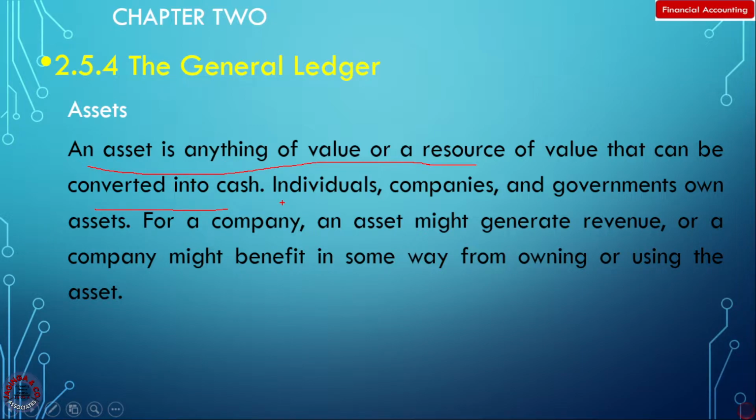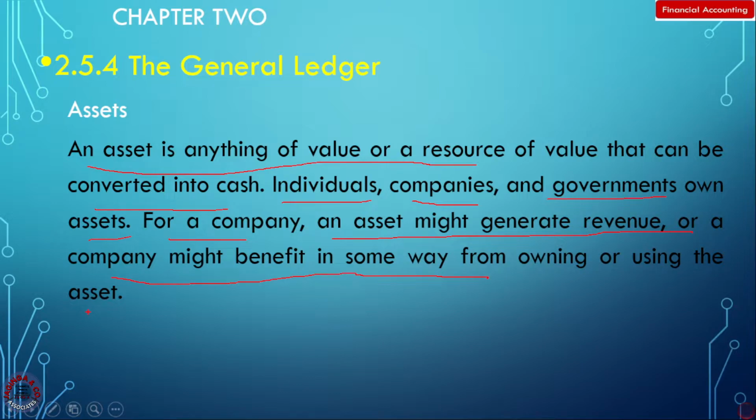And then we are saying that individuals, companies, and governments own assets. So you as an individual own assets, companies own assets, and governments also own assets. I think that one is self-explanatory. And then for a company, an asset might generate revenue, or a company might benefit in some way from owning or using the asset.